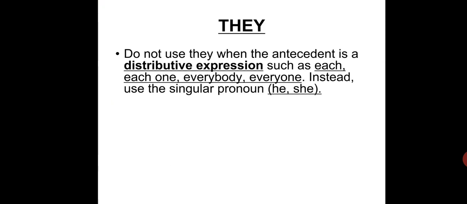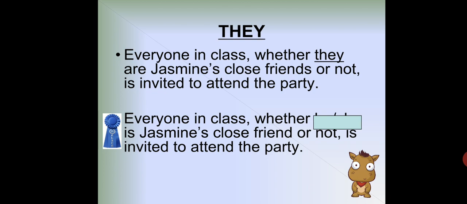Okay, so do not use they when the antecedent is a distributive expression such as each, one, everybody, everyone. Instead, use the singular pronoun he or she. So everyone in class, whether they're Jasmine's close friend or not, is invited to attend the party. Actually, this is much more accurate. So gagamitin natin yung unang bullet. We do not use the he or she anymore because again, this will appear silly. This is repetitive. So si everyone, no one, nobody, pwedeng gamitin si they, provided na this is the second time nagagawa ka ng pronoun sa isang sentence.